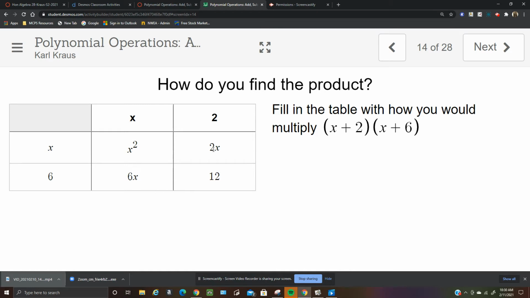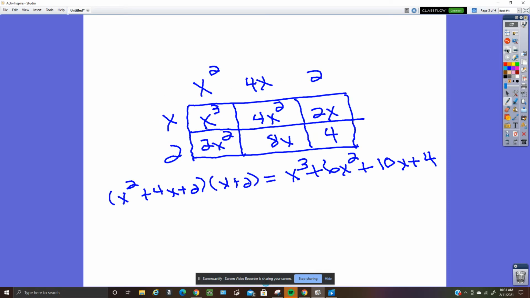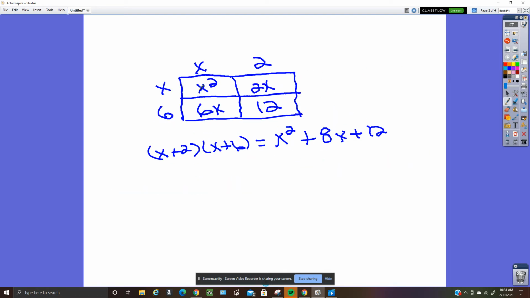Should have probably put an answer box on here so you can see the final answer. So that looks like this here. So you have x squared, and then combine these two, 8x, and then plus 12. So here's your final answer. This graphic organizer, you're not finished yet. You have to combine these.